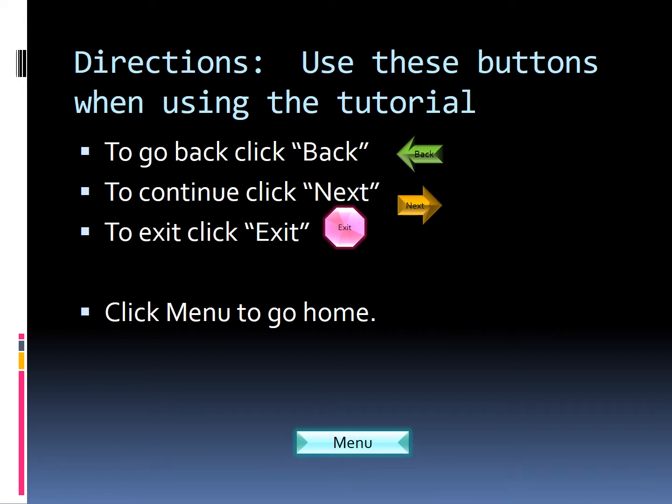When using this tutorial, these are the buttons that will always be present. If you need to go to the previous screen, click back. If you need to go to the next screen, click next. If you need to exit the program for any reason, click exit. And if you want to go to the available training topics, click menu.